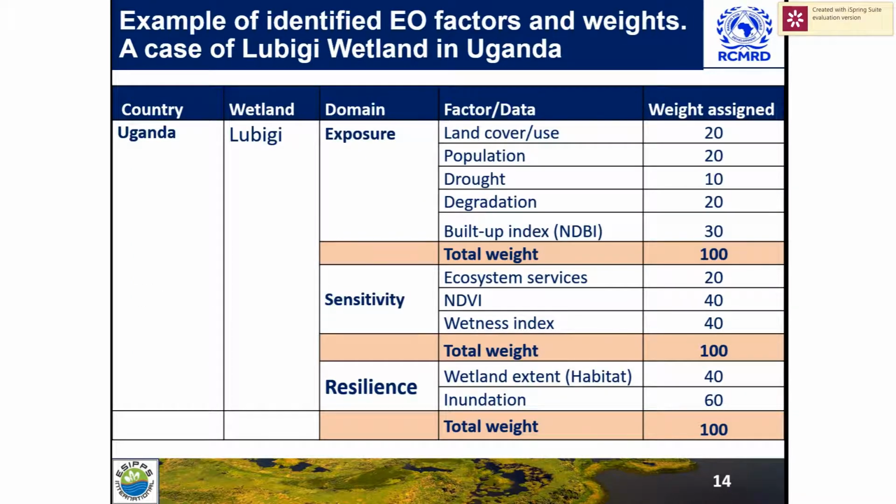So this is just an example of a selected wetland of Rufiji in Uganda, where we have the exposure, sensitivity, and resilience domain. Each factor or data for that domain is also categorized, where you have the land cover or land use. This is basically capturing agriculture and the settlements within the land cover or land use data. We have the population, drought, degradation, and built-up index.